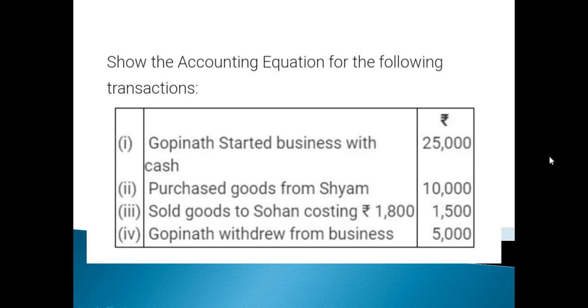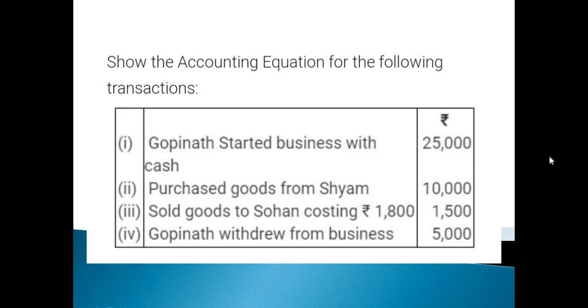So the effect on the accounting equation is that from the stock, that is goods, rupees 1,800 will be deducted, and there's a discount of rupees 300, that is 1,800 minus 1,500. This discount of rupees 300 is provided by the business to Sohan, so it will reduce the capital of the owner. Then the fourth one says that Gopinath withdrew from business rupees 5,000. So it means that the owner withdrew cash from the business for rupees 5,000. In this case, cash will be deducted by rupees 5,000 and capital will also reduce by rupees 5,000.